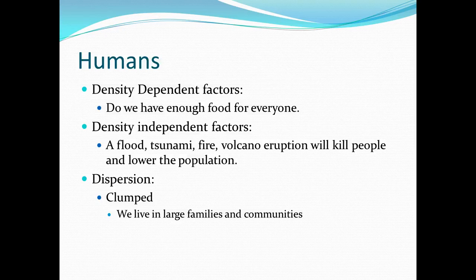Starvation is a result of density dependent factors and some economics. The second part is what we call density independent, which I think I just used the wrong term for the last one. It was density dependent. Density independent factors are things like floods, tsunamis, fires, volcano eruptions. These all tend to kill human beings and lower the population.